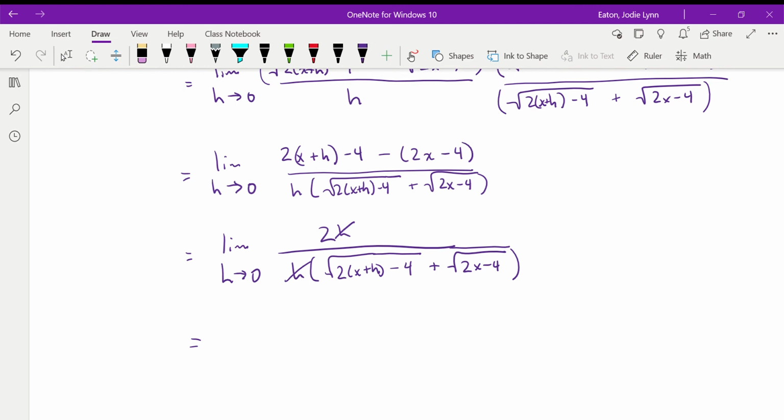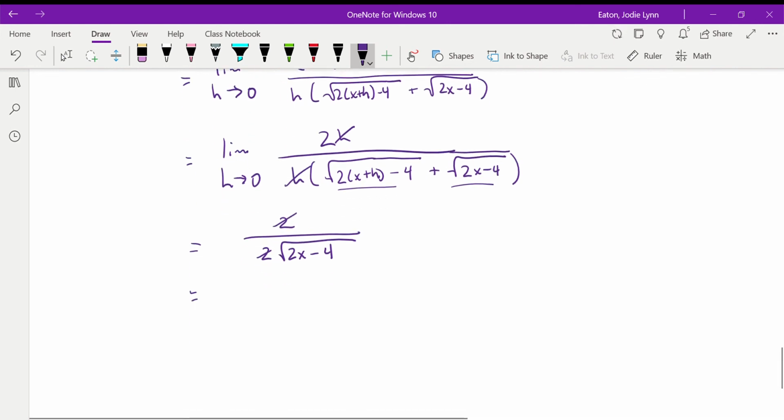It's going to be either undefined or it's going to actually happen. So we plug in a 0 for h. We get radical 2x minus 4 plus radical 2x minus 4. So we have 2 over 2 radical 2x minus 4, because once we plug in the h, this and that are just going to be the same, so we double it. Then we can cancel here, which leaves us with 1 over radical 2x minus 4.